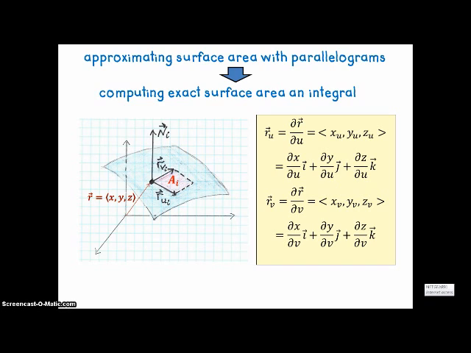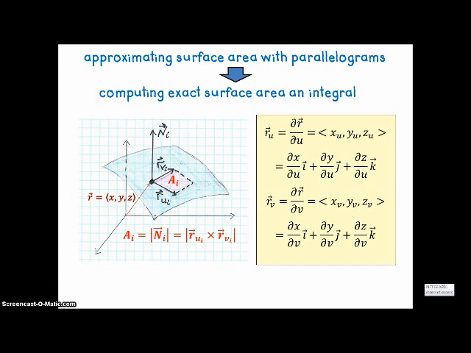Now, what's the area of that parallelogram? Well, it's the length of the cross product, which is illustrated. The cross product is the normal to the surface and to the parallelogram. And so the area is the length of the normal, which is equivalent to the length of the cross product of r sub u and r sub v at each particular point. And so each particular point has a subscript.